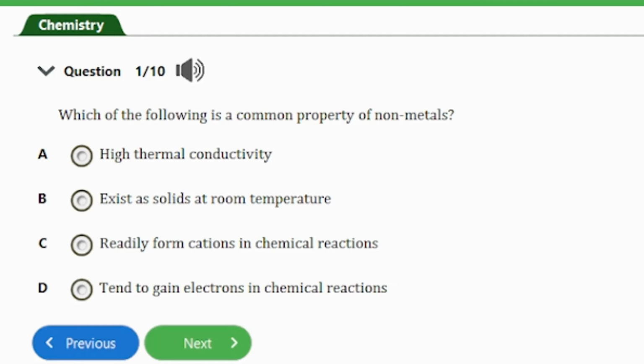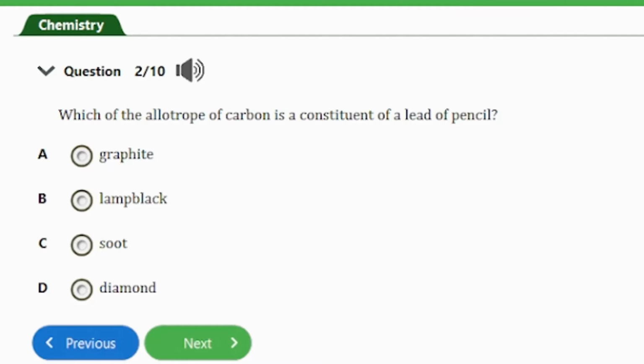It says, which of the following is a common property of non-metals? A. High thermal conductivity. B. Exists as solids at room temperature. C. Rapidly form cations in chemical reactions. D. Tend to gain electrons in chemical reactions. So guys, the answer to this question is option D here. A common property of non-metals is that they all tend to gain electrons in chemical reactions. So that's it for that question. Let's consider the next question.